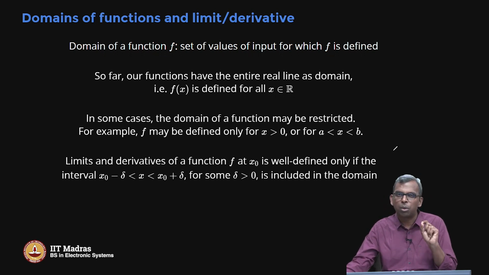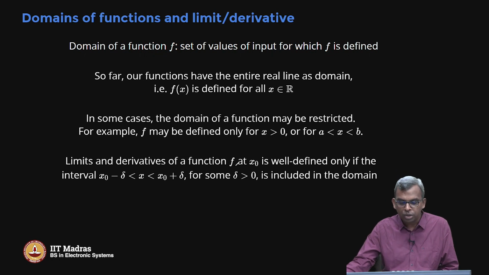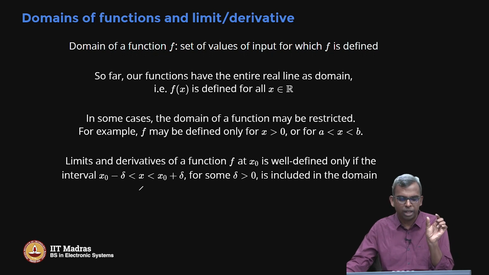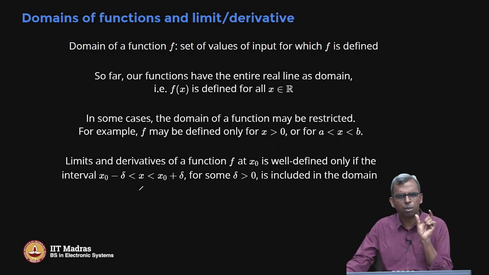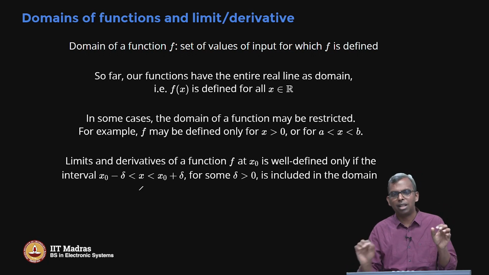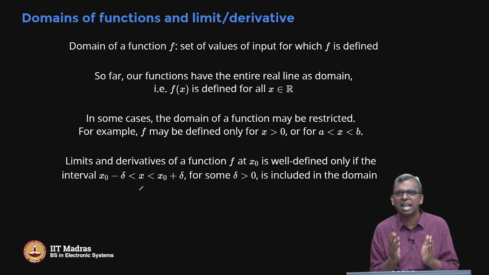What you have to be careful about is the following. If you want to think of the limit of a function at x naught, and if it has to be well defined, this will happen only when there is some small delta interval around x naught, from x naught minus delta to x naught plus delta, which is in the domain of the function. If no such interval is in the domain of the function, defining limits and derivatives is not very meaningful. So that is something you have to keep in mind.